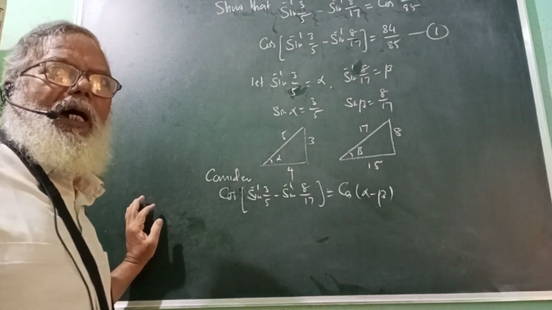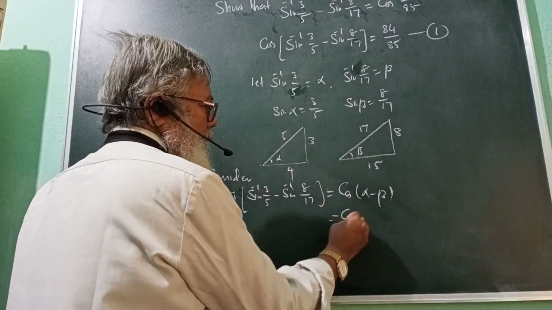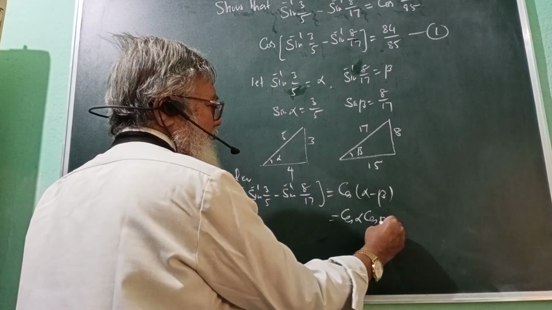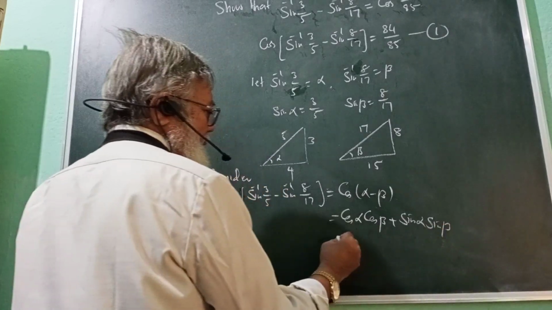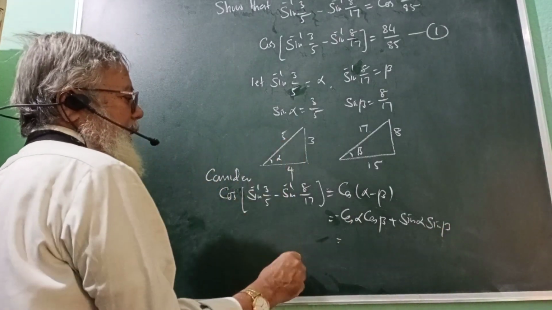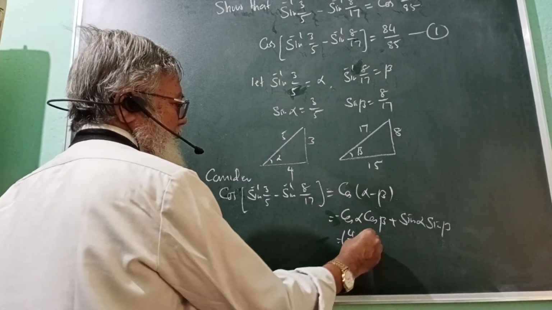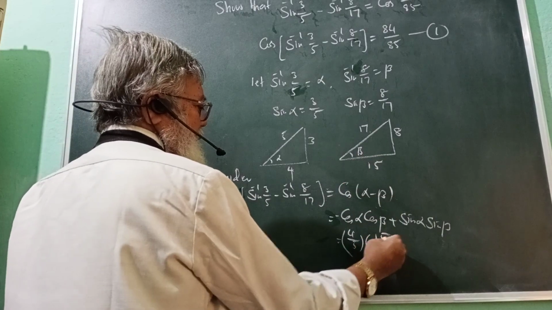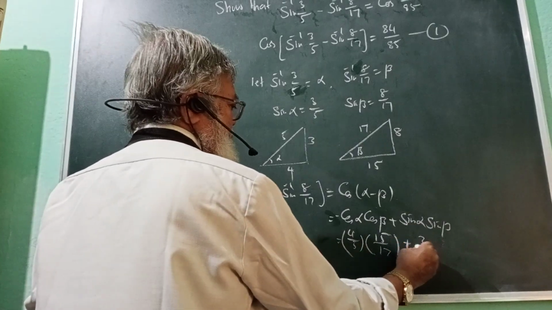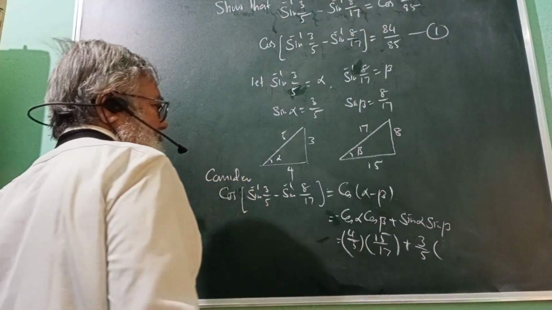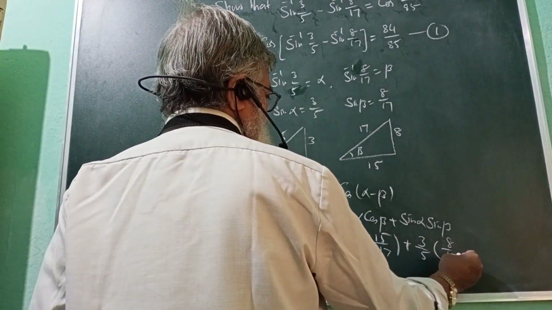Now we apply the formula of cos of alpha minus beta, that is equal to cos alpha cos beta plus sin alpha sin beta. Obtain the value of cos alpha from the alpha triangle, that is adjacent side by hypotenuse, 4 by 5. Cos beta is 15 by 17. Sin alpha is 3 by 5. Sin beta is 8 by 17.